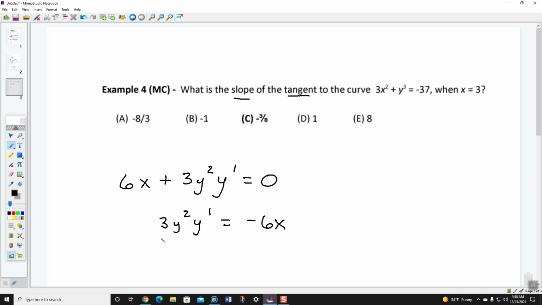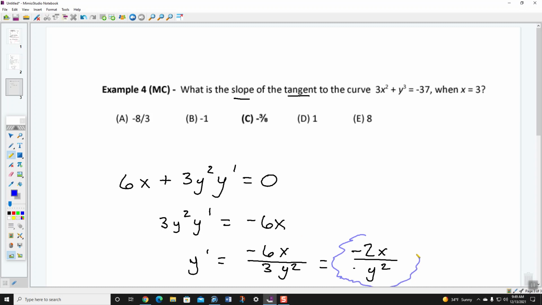So y prime is going to equal negative 6x over what? 3y squared. Okay, talk to me about the negative 6 over 3. Could I reduce that a little bit? Call it negative 2x over y squared. Are we all in agreement that right here, this is the derivative to help us find the slope at a certain x, y?